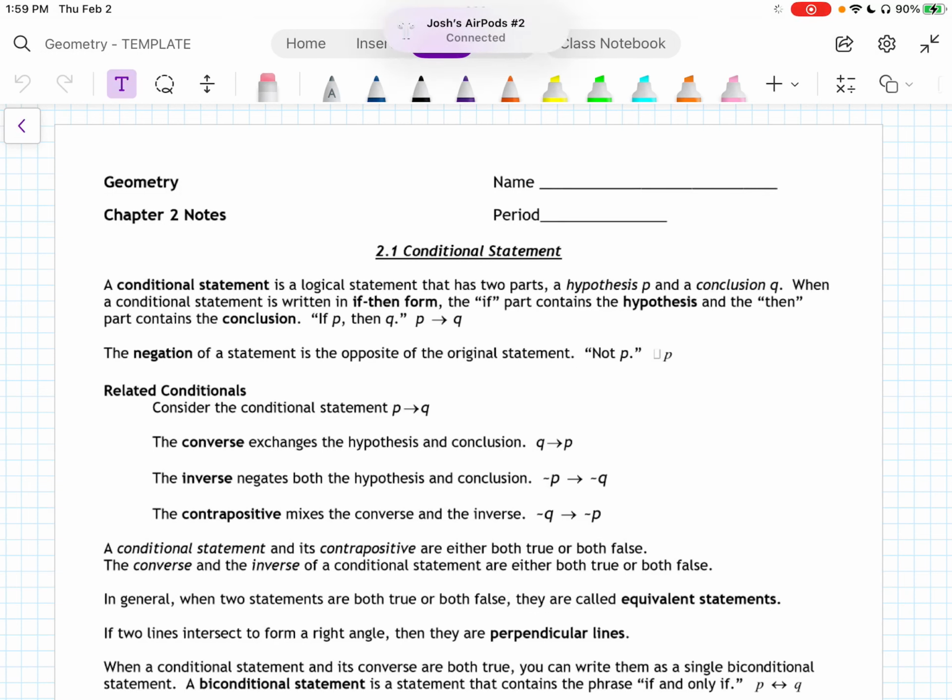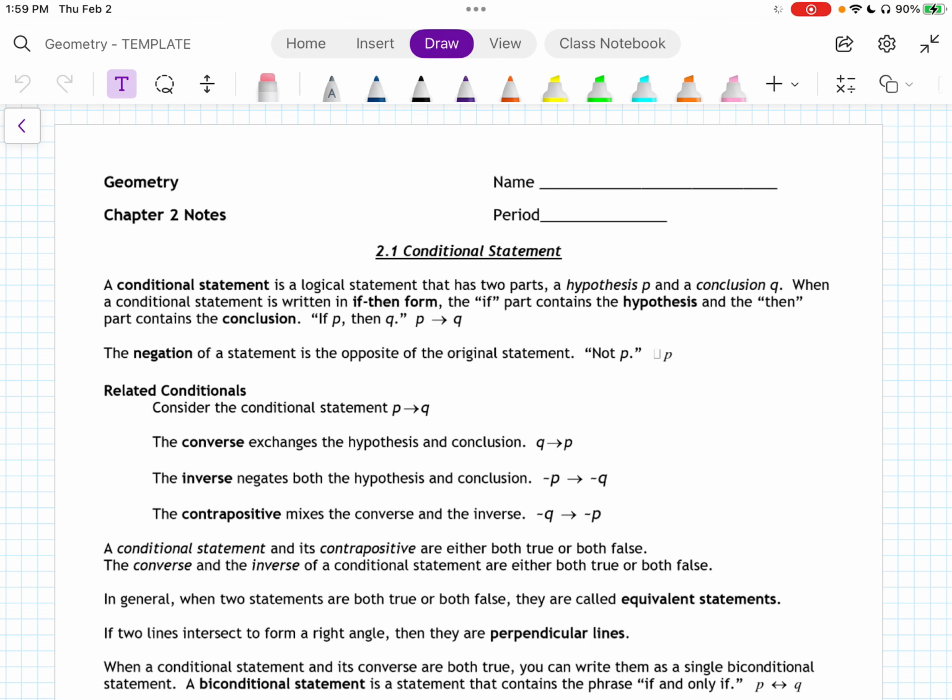All right, we're looking at Geometry Chapter 2. Chapter 2 talks a lot about the laws of logic and different things like that, theorems and proofs, and the idea of why something is a math fact. Like, how do we know that it's true?